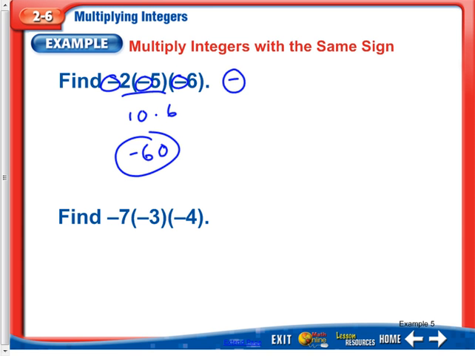Now, what would I expect you to do for homework? I would expect you to copy this problem. You're going to copy negative 2 times negative 5 times negative 6. Why do I want you to copy it?